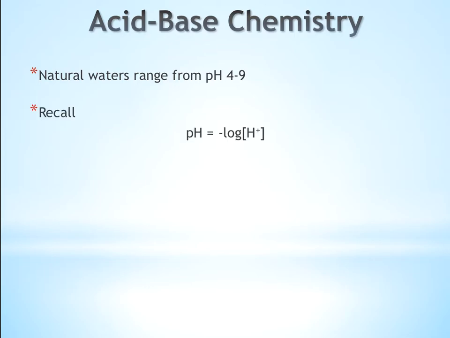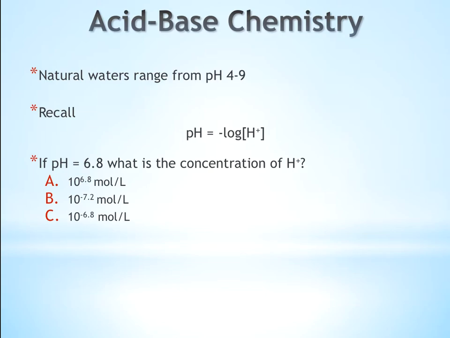So just to step back and maybe prepare yourself for your exam, you can remember that the pH is equal to the negative log of the hydrogen concentration. So if pH equals 6.8, then what is the concentration of hydrogen ions? You might want to pause and think about that. And the answer is 10 to the negative 6.8 moles of hydrogen per liter.